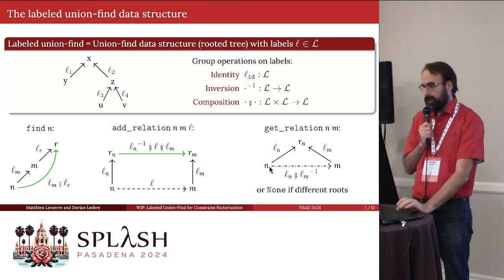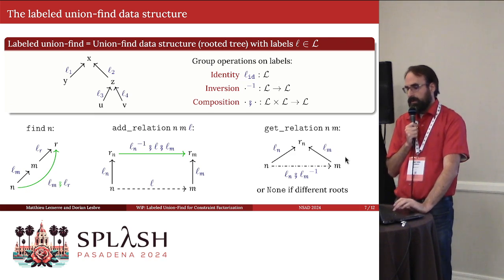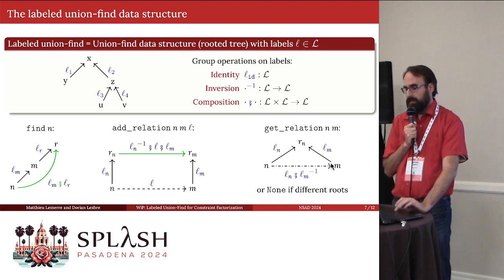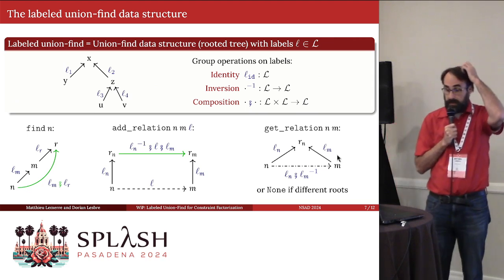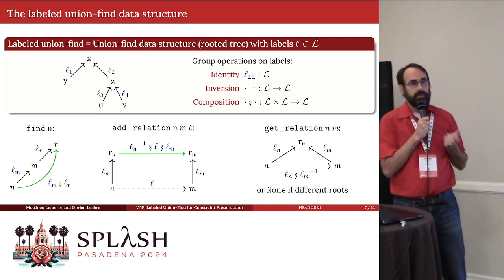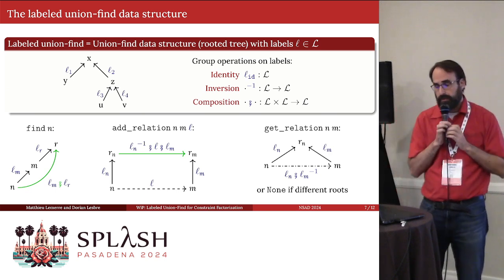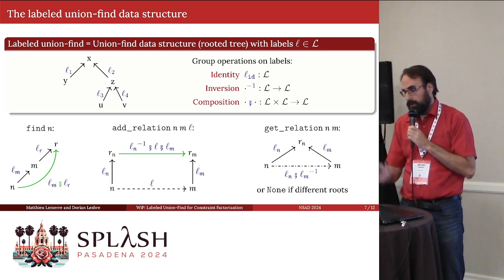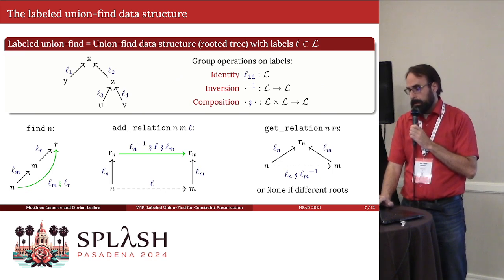So if we want to know if n and m are related, then we compute the root of n, the root of m, and if they are equal, we know that the relation between n and m is Ln followed by the inverse of Lm. So all those operations are very efficient. The union-find data structure is one of the most efficient data structures in computer science. All its operations are almost constant.